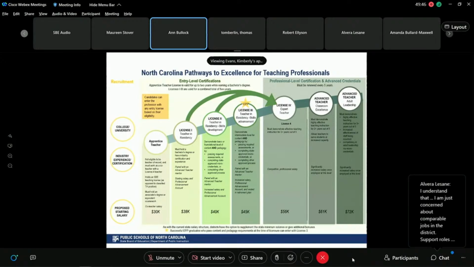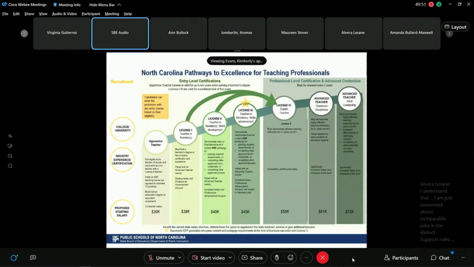This is Virginia Gutierrez in Union County. I really like the option of the apprentice teacher. That someone may be able to begin in the classroom as a co-teacher with an associate's degree, because we have quite a number of those, so that could potentially be a recruitment strategy for us, as well as having the option of doing some micro credentials, along with testing, to have someone meet the licensure requirements. All right, very good.